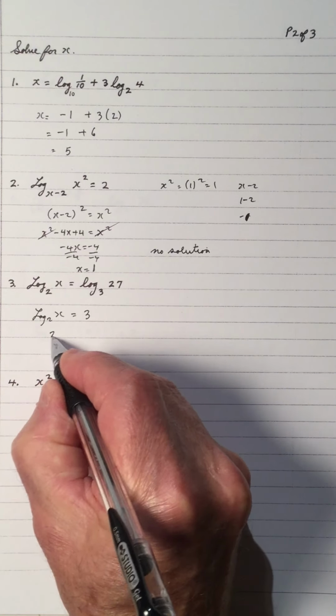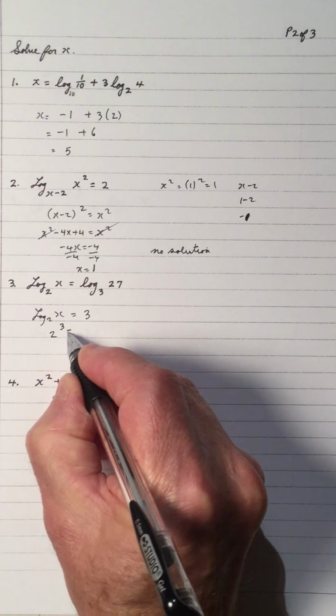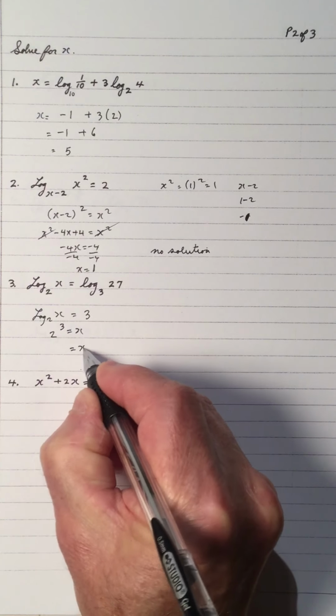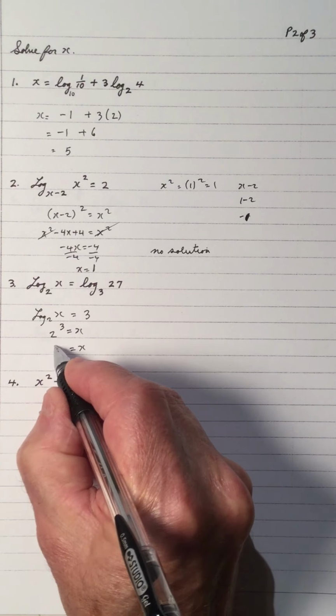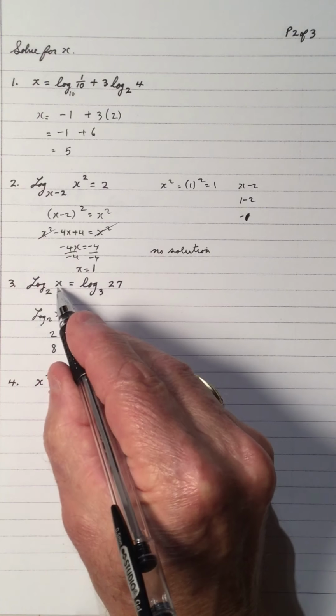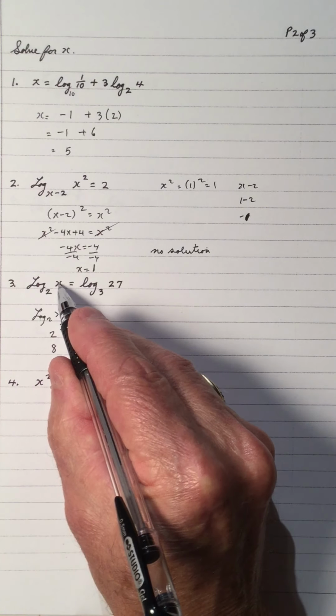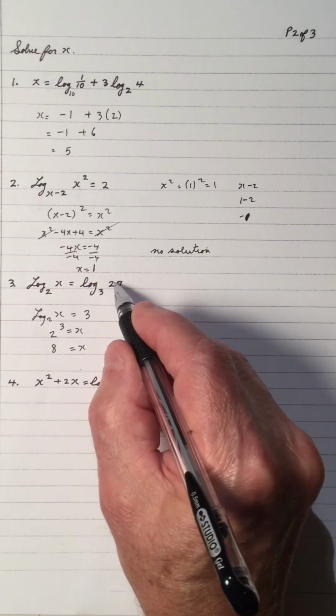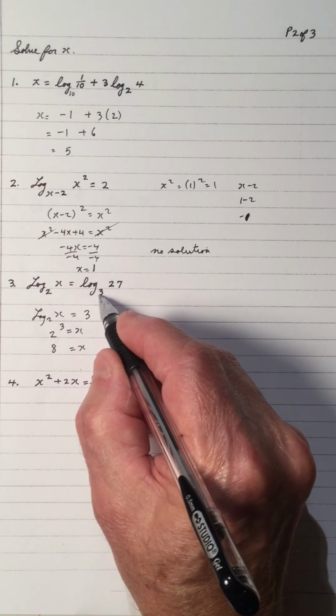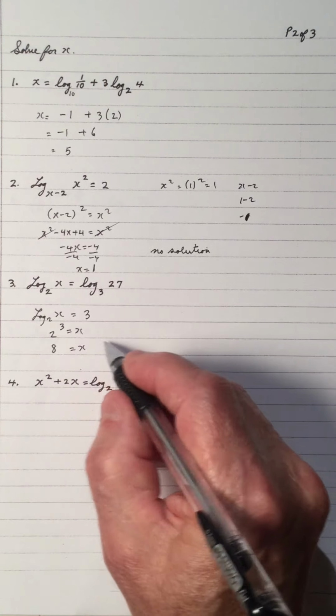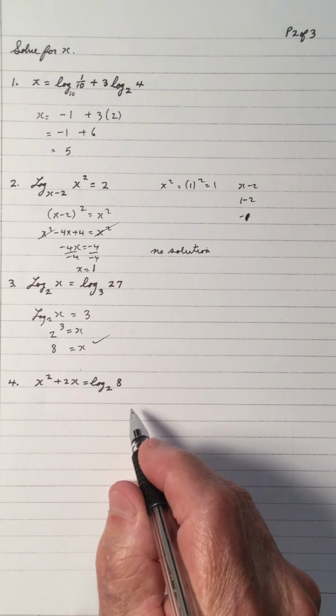Now we have a log equation. Base is 2, exponent is 3, number is x. So x is equal to 2 cubed. 2 times 2 times 2 is 8. And the log of 8 base 2 is a 3. Log of 27 base 3 is 3. And so 8 is the answer.